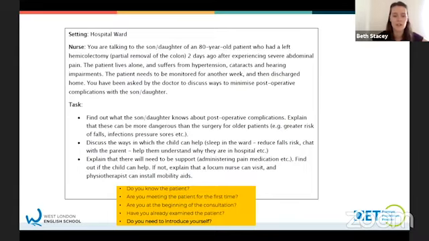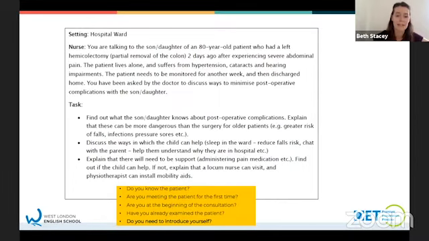Okay, so do you know the patient? Well, the chances are you do know the patient, the 80-year-old, but you don't know the son or daughter, the child that you are speaking to. So are you meeting the son or daughter, it should be, for the first time? Yes, you are. So you probably would need to introduce yourself here.